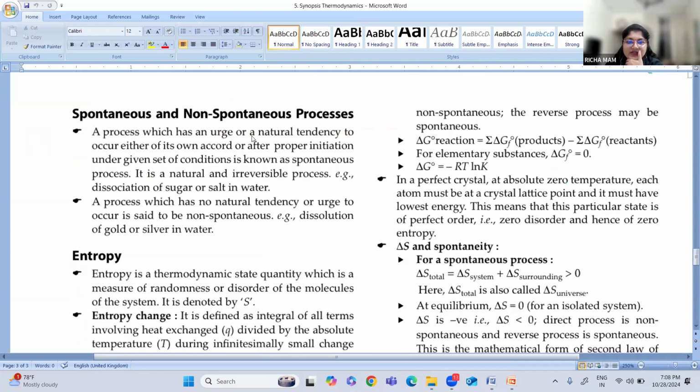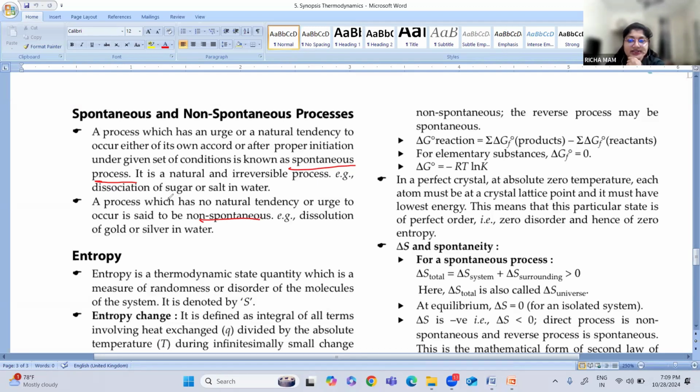Then spontaneous and non-spontaneous reactions. A process which has a natural tendency to occur on its own is called a spontaneous reaction. Spontaneous process means this process undergoes on its own, and it has a natural tendency. Non-spontaneous means it does not have the natural tendency, so it is called a non-spontaneous reaction.